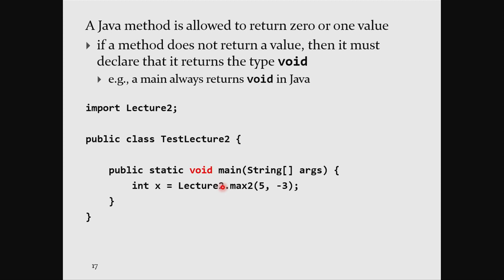Now, if a method does not return a value, then it returns the value void. So this main is said to be a void method. You can't leave out the return type. It's either void or it's some other type. The main method in Java always returns void. You're not allowed to change it. You're not allowed to change it if you use that as its argument. Sorry, as its parameter.